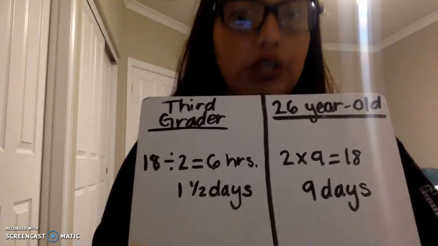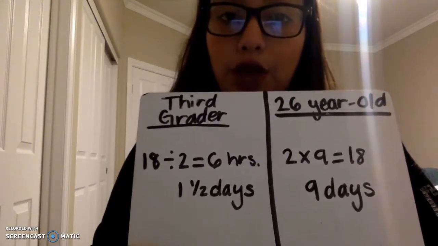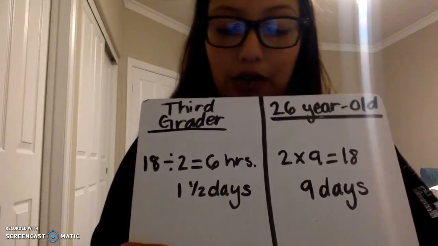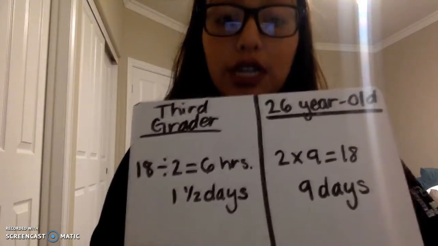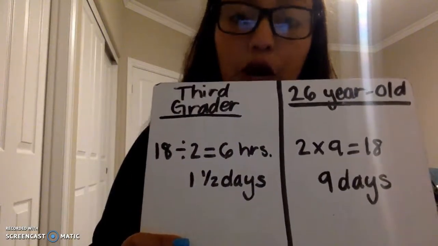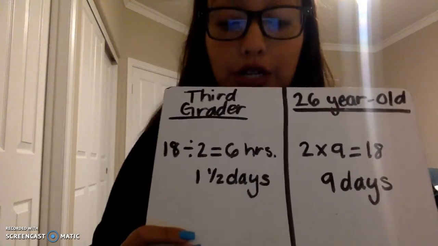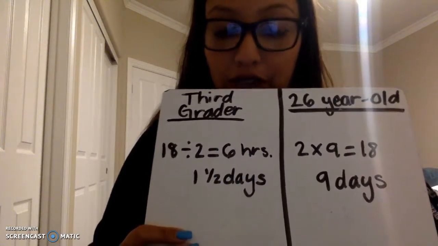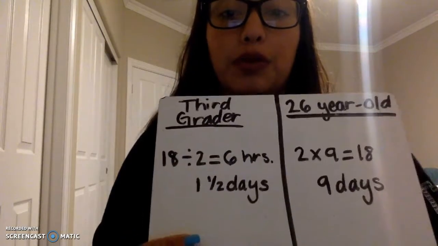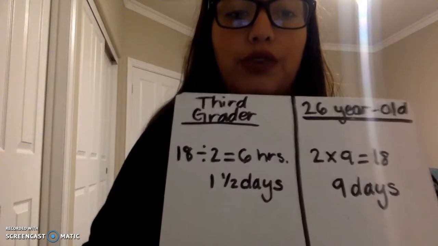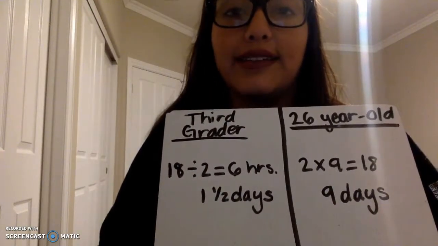9 days. So that is correct, but I'm actually pretty shocked that they used multiplication rather than division. The way my brain works, I would have done 18 divided by 2 equals 9, like my third grader did. I mean, regardless, they got the right answer and they had the right thought process. But the way my brain works, I would have definitely used division. So I was definitely surprised to see the 26-year-old use multiplication in this instance, where I would have used division, just like my third grader did, but had they done it correctly.